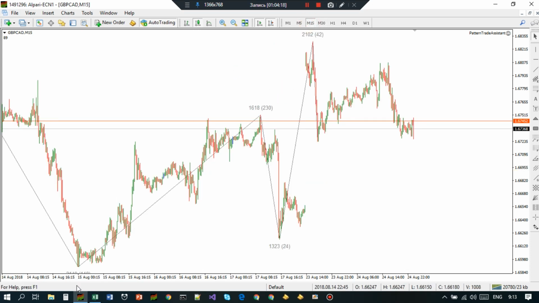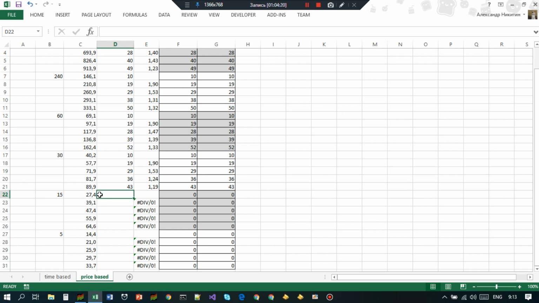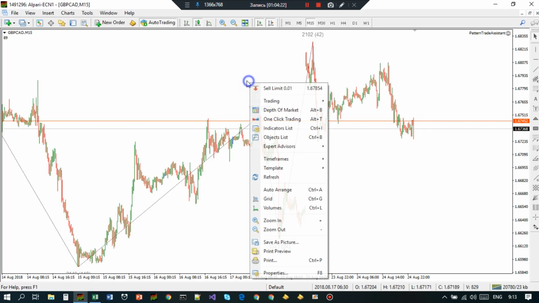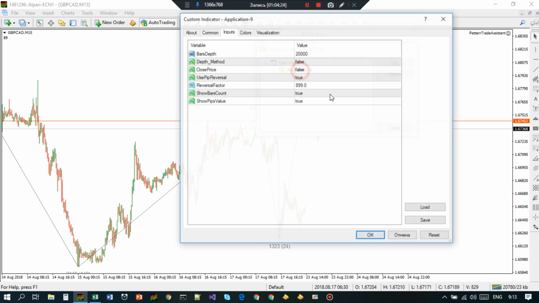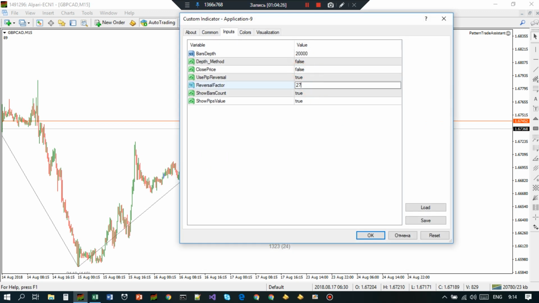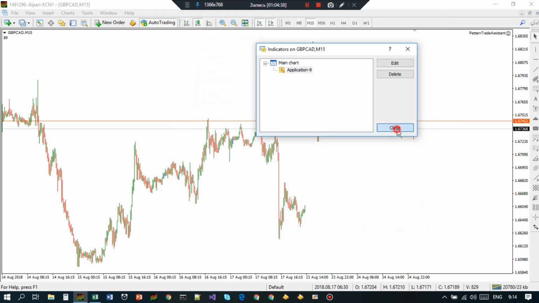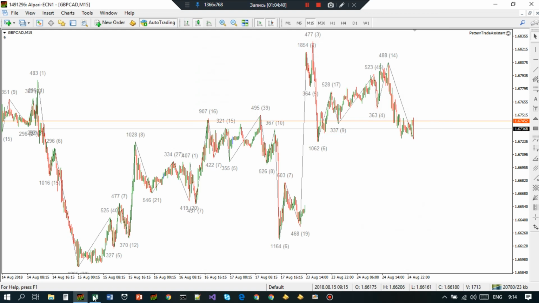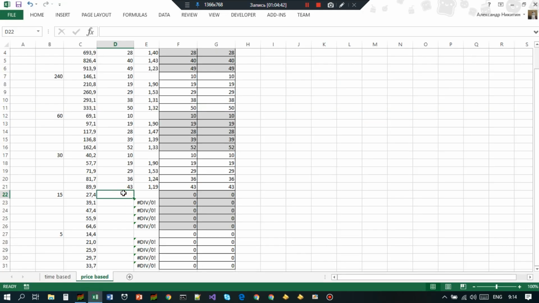Okay, let us switch to 15 minute and let's start doing that. 27.4. We just go and type it, 27.4. So guys, guess what will be the number if you use 27.4 reversal factor? 27.4 pips as your reversal. Of course it will be 10 candles. 9. Well, yes. Missed one candle. 10 candles, 9 candles.